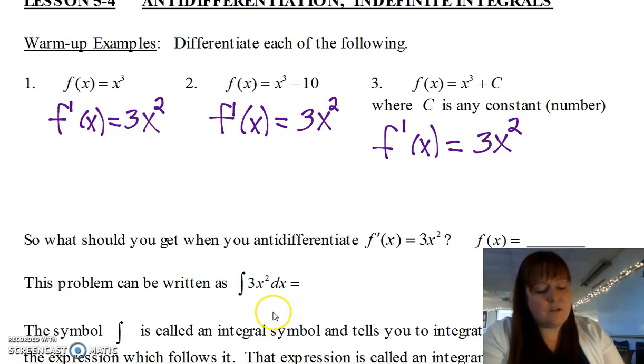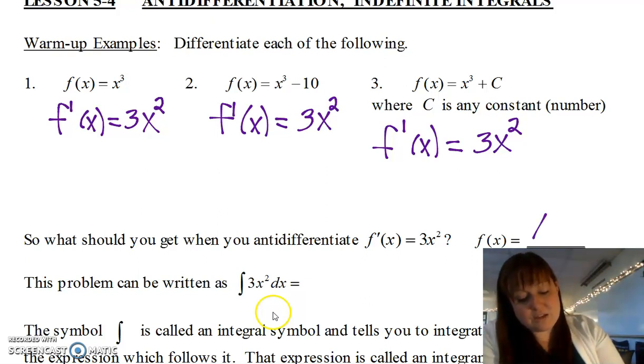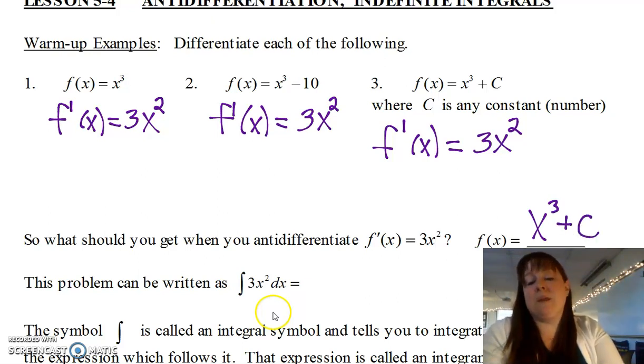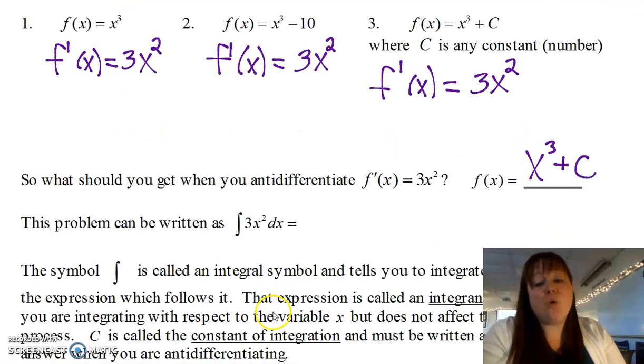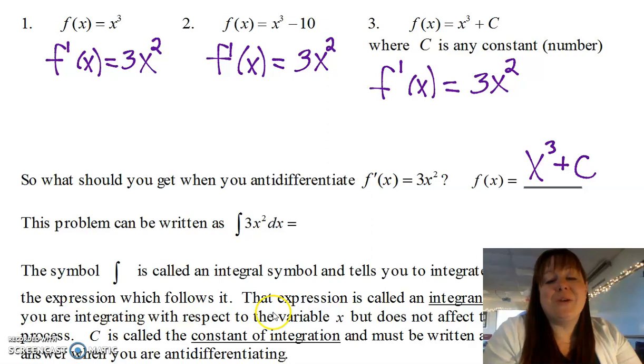Anyway, 3x squared, right? So the question is, if my derivative is 3x squared, what does my function have to be? Well, we know the function has to be x cubed, but it can have literally any number after it. And so what we do is we do this little thing called the constant of integration. We always add on a constant of integration, and tomorrow we'll maybe name our constant. You can name it, I don't know, Charles or something. But you always got to remember the plus c.